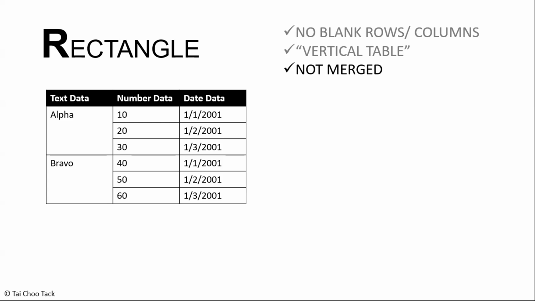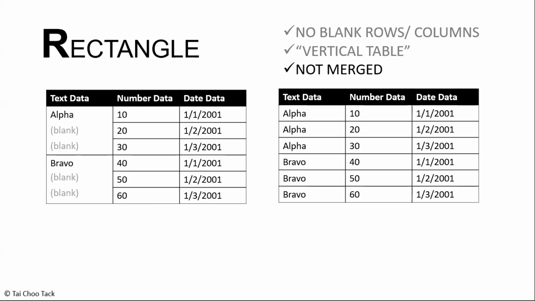If I filter data for alpha, I will not see the numbers 10, 20, 30, because of the merged cells. Even though we understand it's the same block, actually they are blanks. So how to work around? Unmerge them like the one on the right side. This is what we are going through later on. We're going to practice all these things together, how to handle such data. So this is about rectangle.